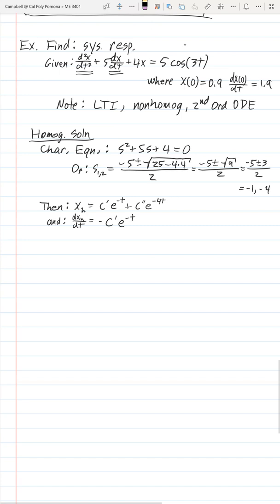Minus 4c double prime e to the -4t. And then, of course, we need one more. I'll just do that down here. d²xh/dt² is equal to, so negative cancels, and we just end back up at c prime e to the -t plus now 16c double prime e to the -4t.